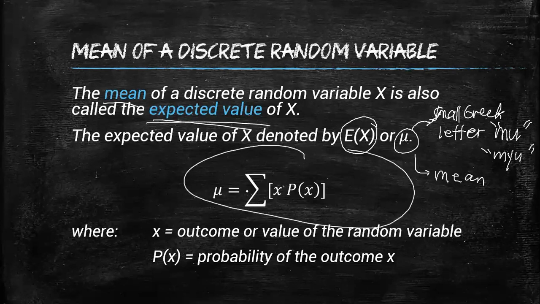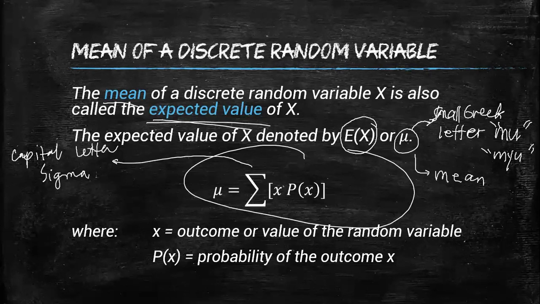Ayan. So we have the mu is equal to the sigma of x times p of x. Ngayon class, pag may nakita kayong capital letter sigma, anong ibig sabihin yan? Summation po. Okay, summation. Very good. So meron tayong summation. Tinuro to sa inyo ng grade 10. Capital letter sigma.